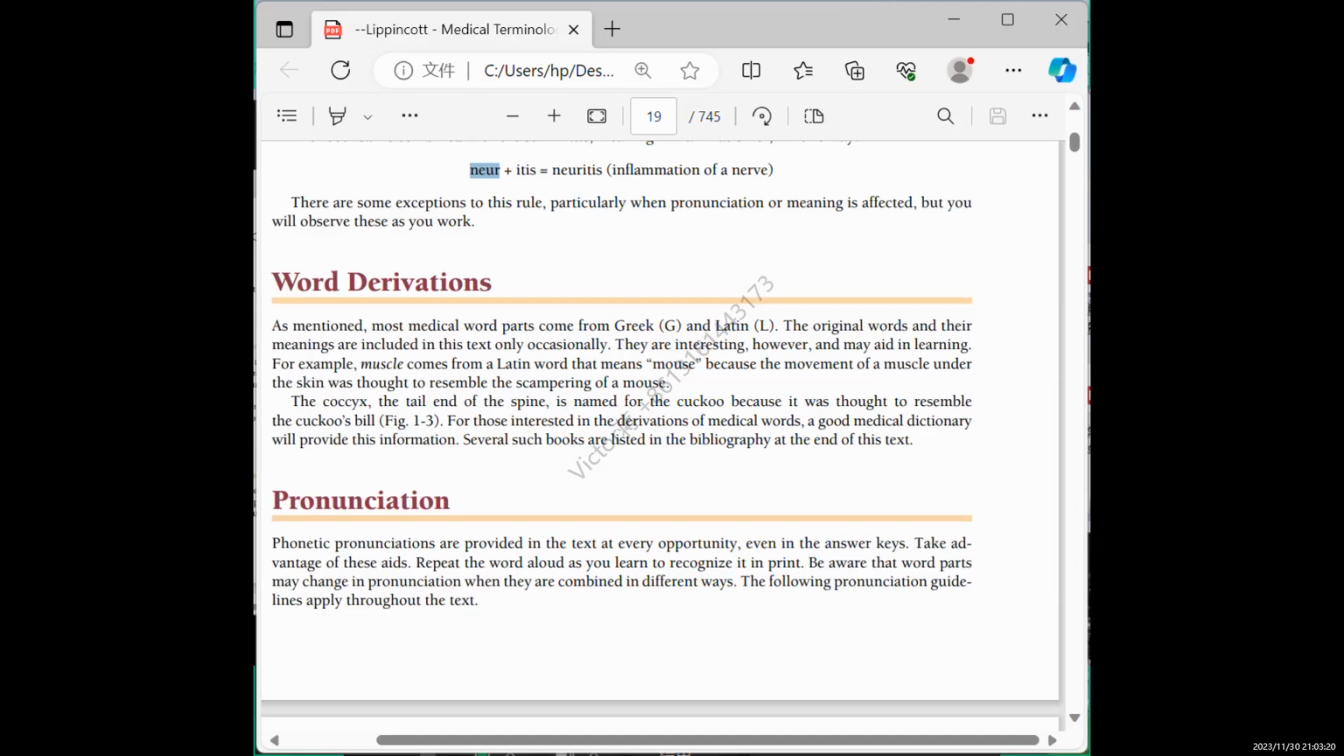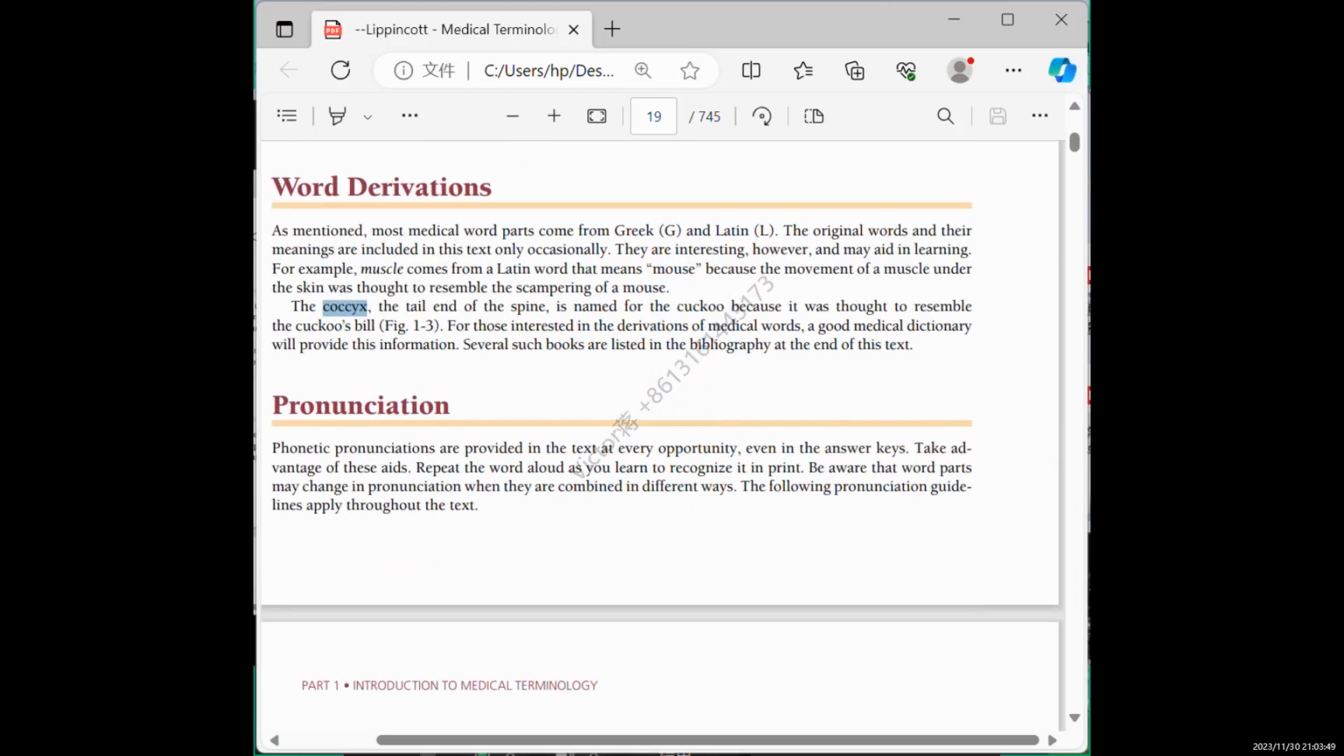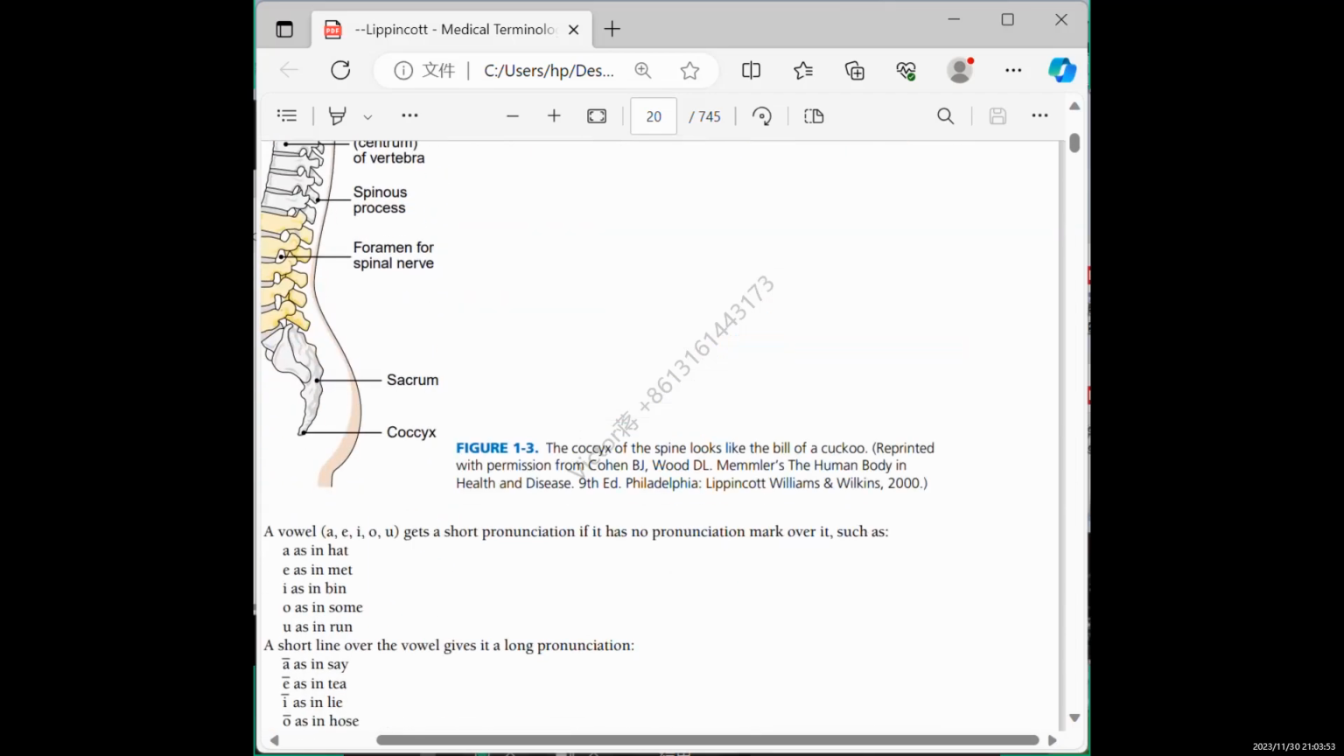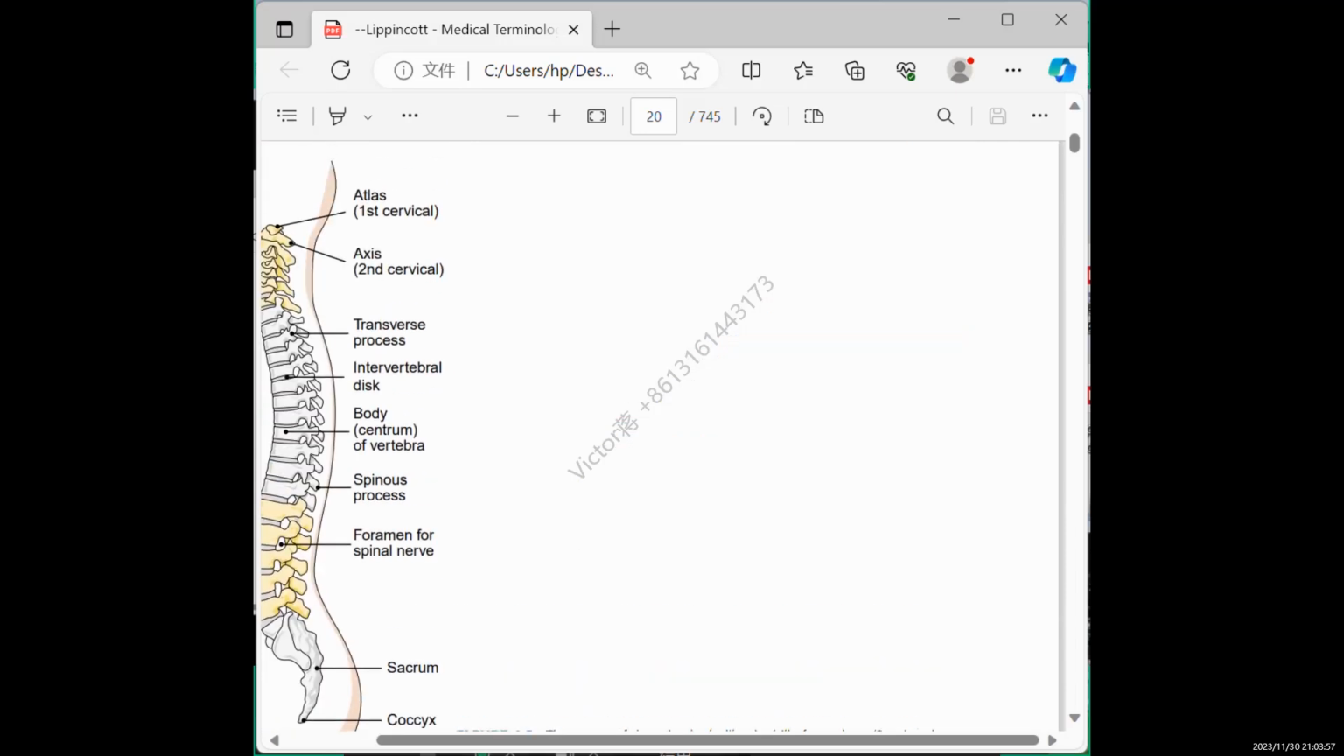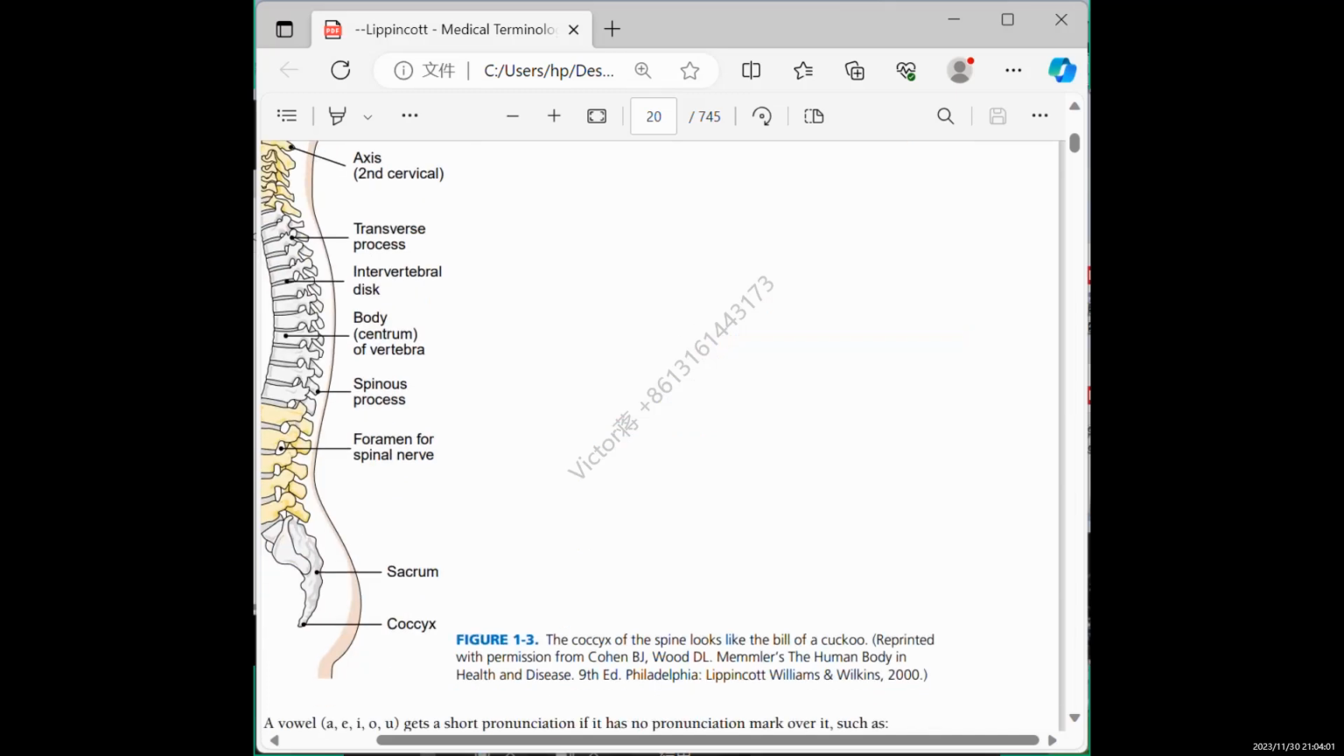right? Okay, so here we can see that the coccyx, the tail end of the spine, is named for the cuckoo because it was thought to resemble the cuckoo's bill. Let's go into figure 1, 2, 3. Here, this is figure 1, 2, 3. You can see that's almost the spine from the top, the atlas, to the end of the coccyx. See here, the coccyx of the spine looks like the bill of a cuckoo. Reprinted with permission from Memmler's The Human Body in Health and Disease, 9th edition, Philadelphia, Lippincott Williams and Wilkins, 2000.